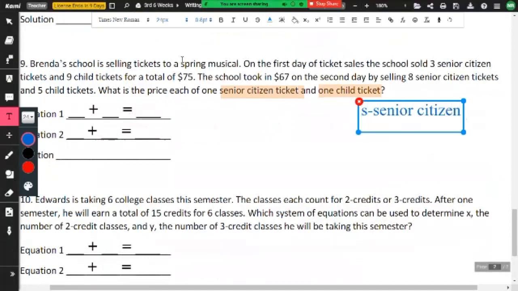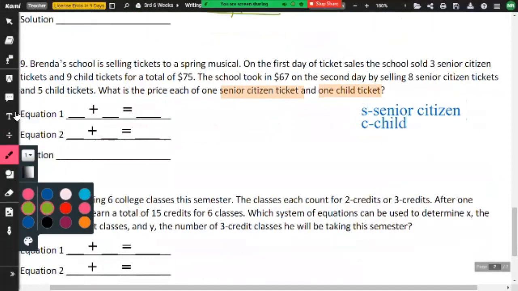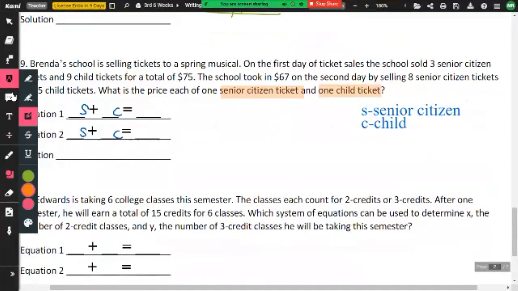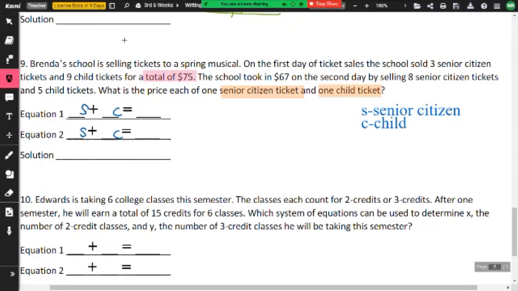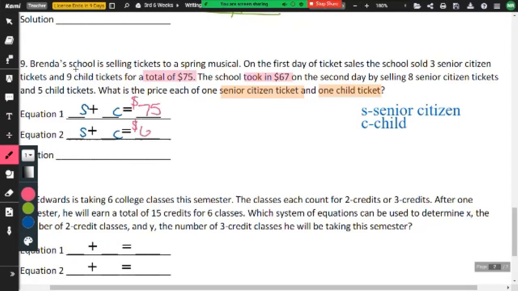Sorry, I'm typing with the pen in my hand, so I don't have to keep picking it up and putting it down. So just be very careful if you decide to use the letter S as a variable. The totals: total of $75. And they took in 67 on the second day. So both of those totals, 75 and 67, reflect a dollar amount. So that means I'm going to have the numbers here. 9 child, 3 senior. So 3 and 9. 8 senior, 5 child. 8 and 5.